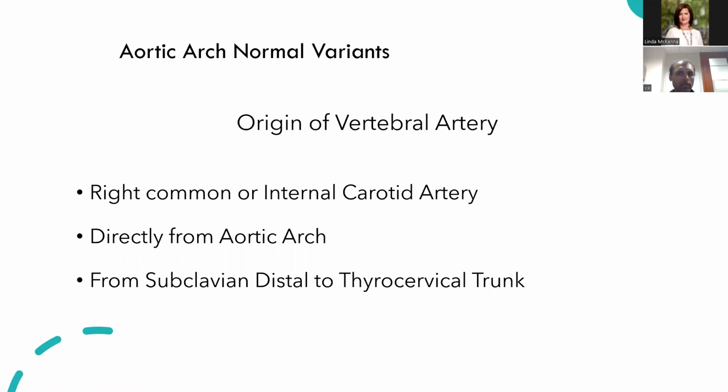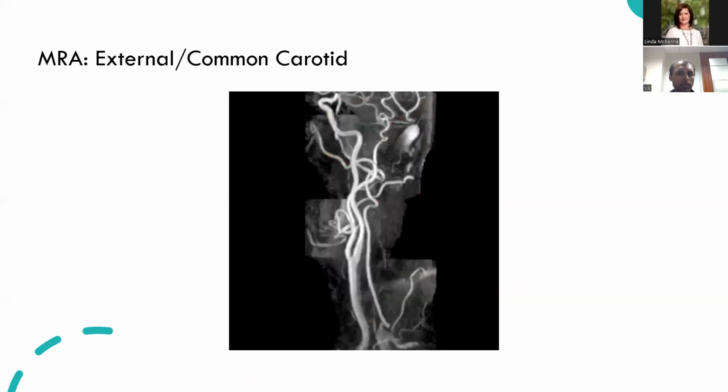So as mentioned, we already kind of talked about this, but the origin of the vertebral artery: there's a right common that comes off the arch, and then also the distal subclavian. And here's an MRA rendition of essentially the same thing. So here's your carotid artery coming up. It's splitting off into an external carotid as well as an internal carotid. External supplying the face and neck, and internal, of course, going into the intracranial circulation.